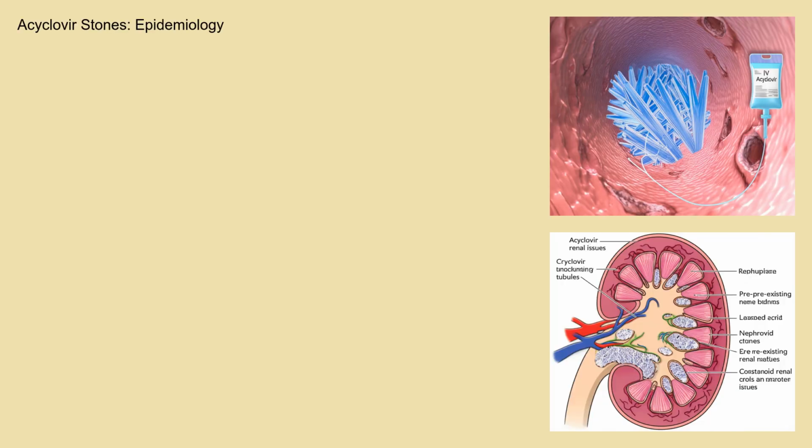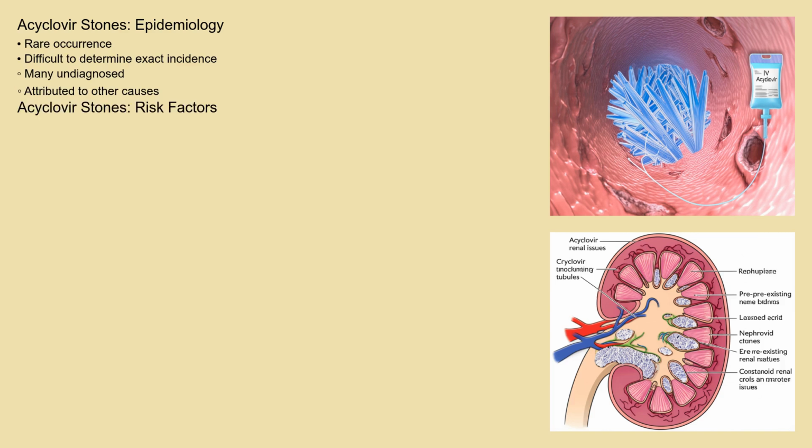Epidemiologically, Acyclovir stones are considered a relatively rare occurrence. However, the exact incidence is difficult to determine, as many cases may go undiagnosed or be attributed to other causes of kidney stones. The risk is higher in patients receiving high doses of intravenous Acyclovir, particularly those with pre-existing renal impairment, reduced urine output, or those taking other nephrotoxic medications concurrently.